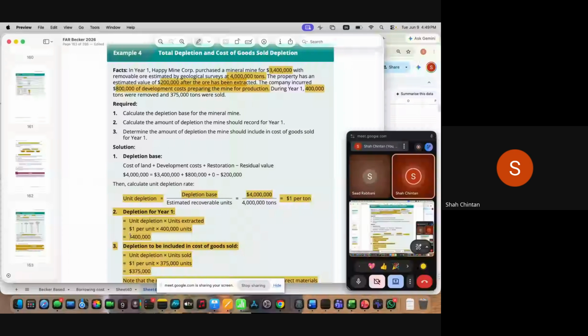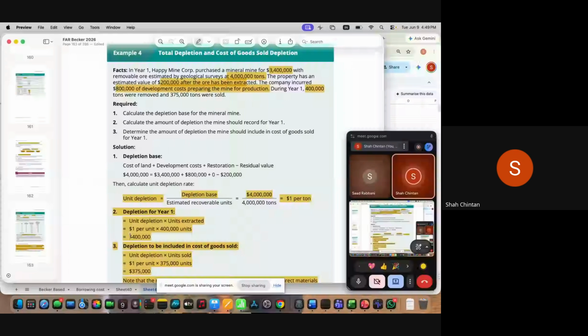Now what is my output to be expected? It's 4 million. So let's just put 4,000,000. So what is my recovery rate? Every 1 unit I produce, I'm going to recover $1 as a depletion cost.